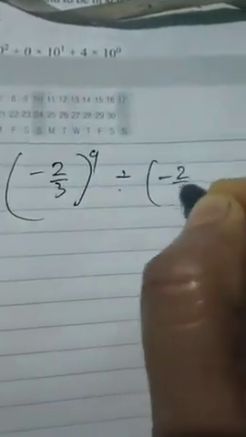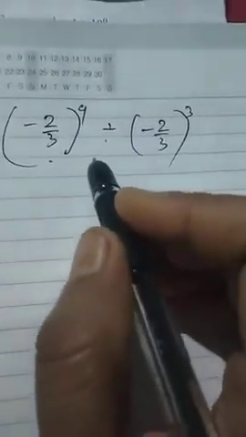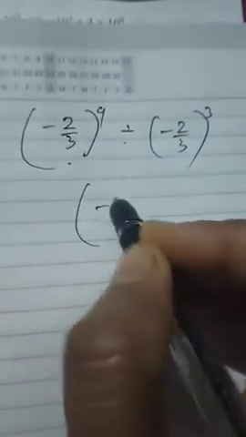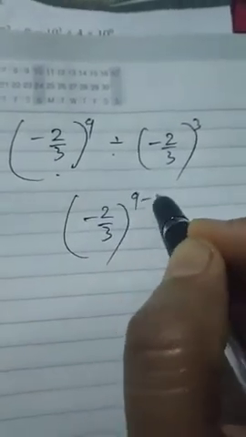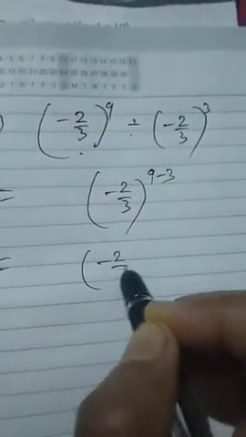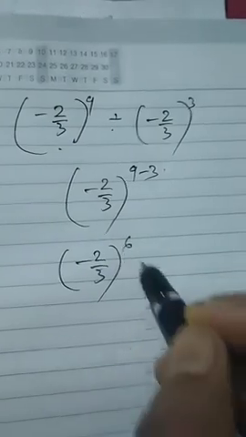Now it's B number. Minus 2 by 3 to the power 9 divided by minus 2 by 3 to the power 3. So you can see the bases are the same. Whenever the base is the same, we subtract the what? Powers. So minus 2 by 3 to the power 9 minus 3 will be equal to 6.